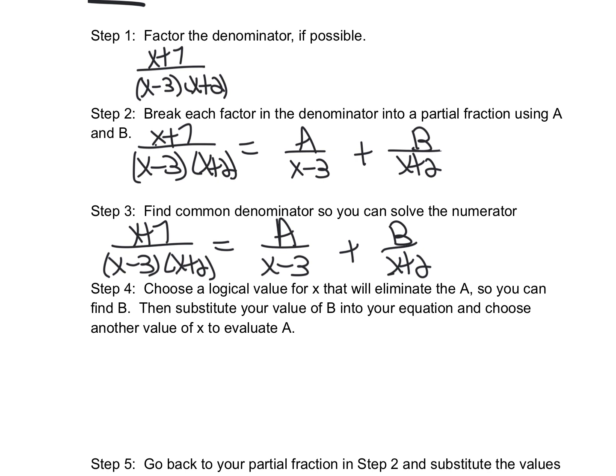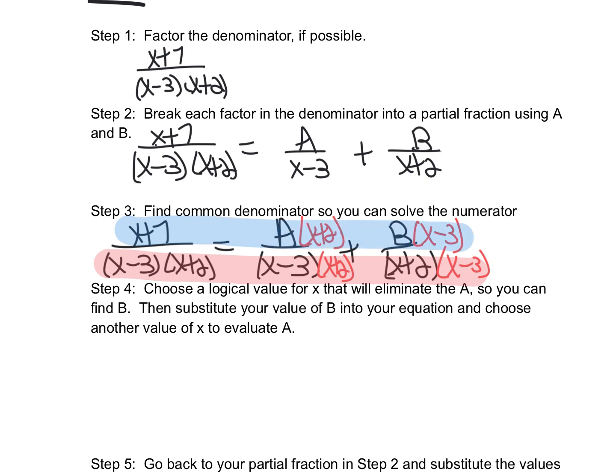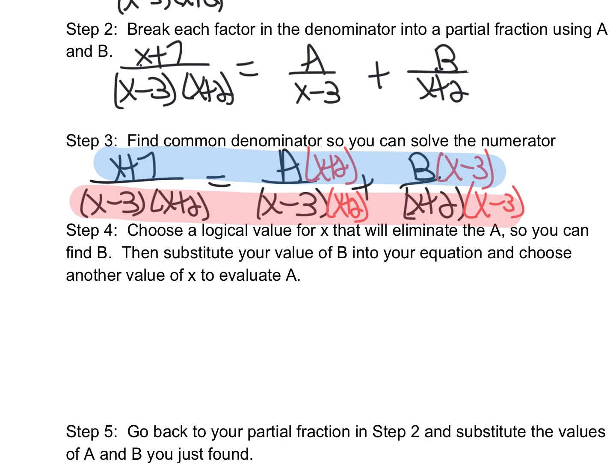and then I need to have an x minus 3 and an x plus 2 in all of the denominators. So I'm going to go ahead and multiply this first one by x plus 2 on the top and the bottom. And this one I'm going to multiply by x minus 3, so that now all of our denominators are the same, so I can focus and just solve the numerator. Once our denominators are the same, we can just solve the numerator. So we have x plus 7 equals a times x plus 2 plus b times x minus 3.